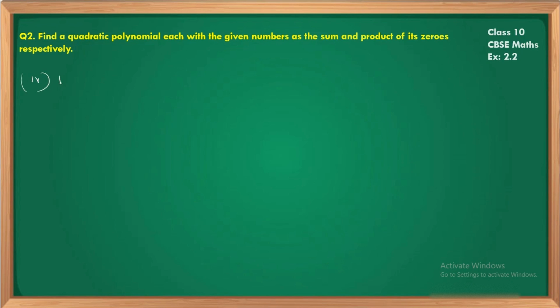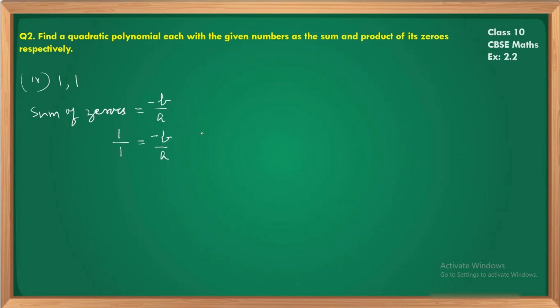Fourth is 1 and 1. That means 1 is the sum of zeros and 1 is the product of zeros. Let us write down that minus b by a, 1 upon 1 is equal to minus b by a. Why did we write 1 here? To find the value of a.